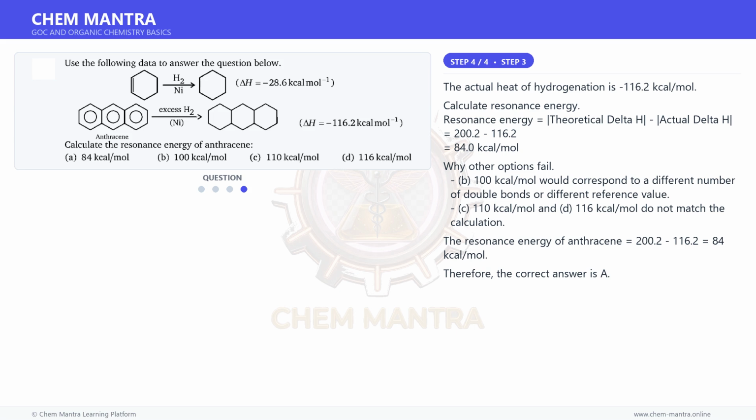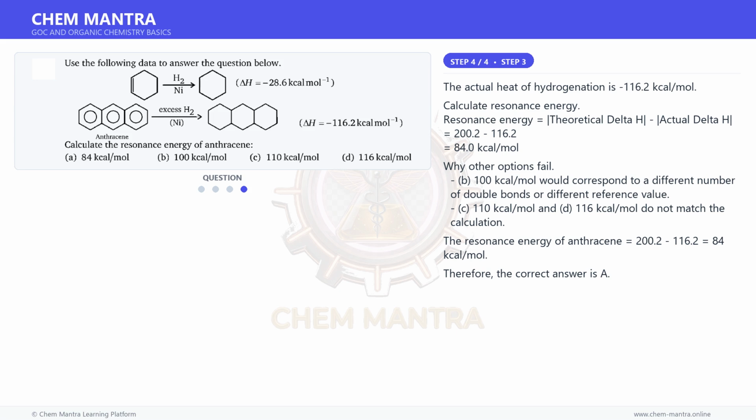Why other options fail? B. 100 kilocalories per mole would correspond to a different number of double bonds or different reference value. C. 110 kilocalories per mole and D. 116 kilocalories per mole do not match the calculation.